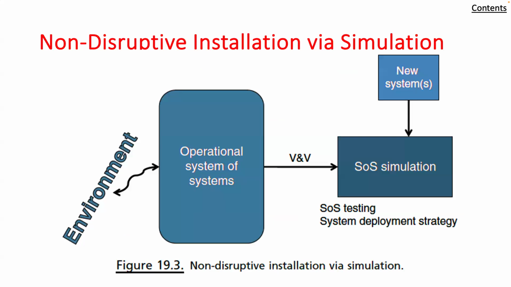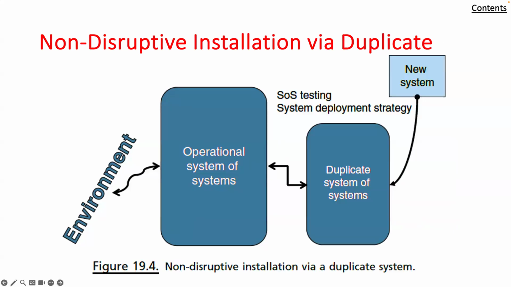So here's the first way that you could do a deployment. Maybe you don't have as much hardware to have a parallel system, so you can be using a simulation. And so a system of systems simulation where you have an operational system and you're integrating some new capability. That would be one possibility that you could do. And so you're doing your verification and validation to make sure that you have a good idea about that.